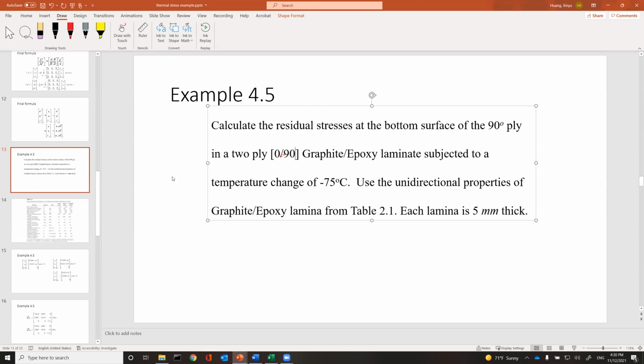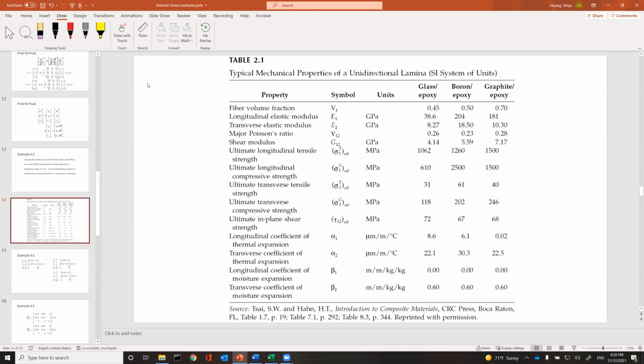So this problem is to calculate the residual stress at the bottom surface with a 90-degree ply in a 2-ply 0/90 graphite epoxy laminate subjected to a temperature change of minus 75 C. So it's a thermal stress problem. Use the unidirectional properties of graphite epoxy from table 2.1, each ply 5 mm thick. This is a table here. So we're going to use the properties here. This is the property you want to use, graphite epoxy.